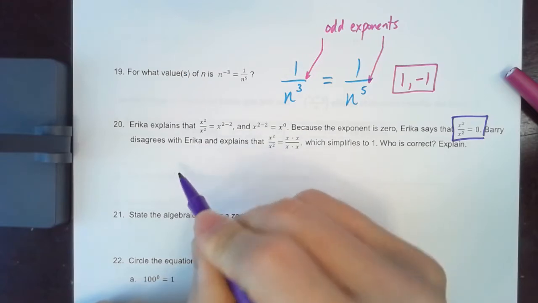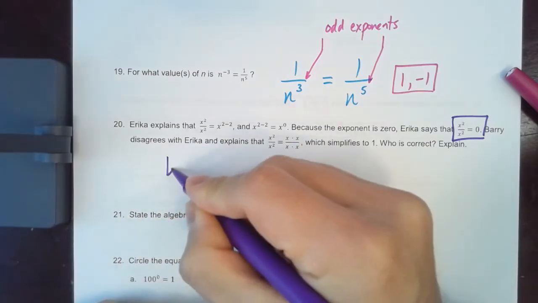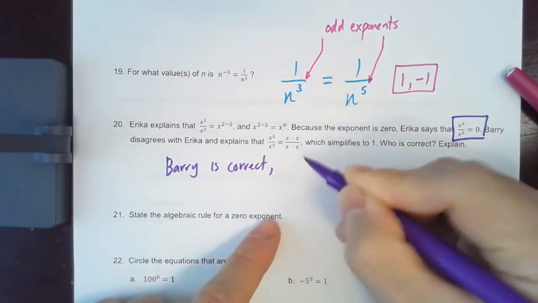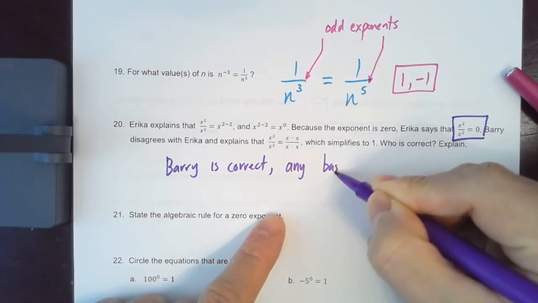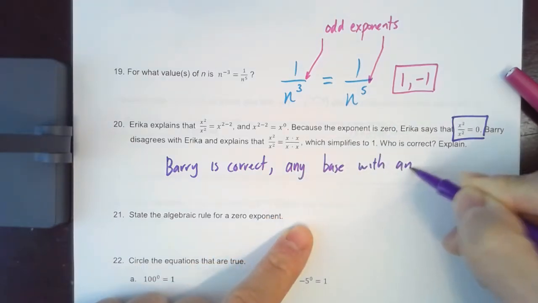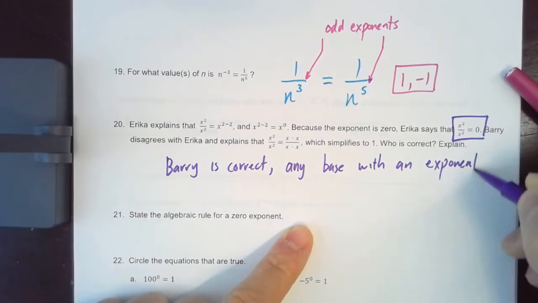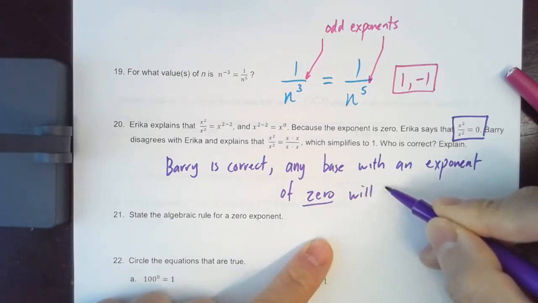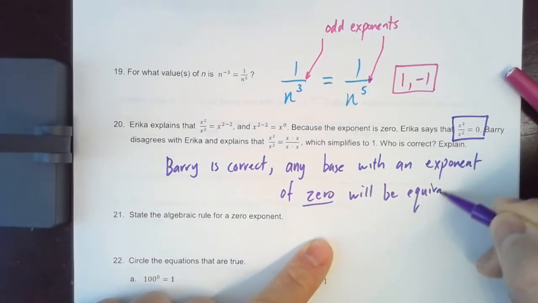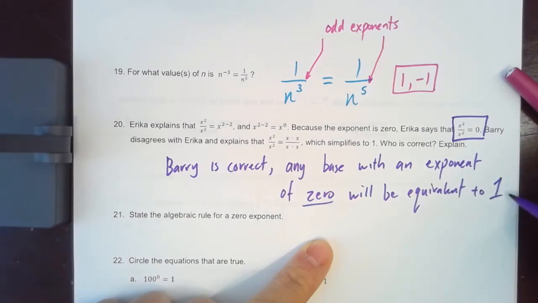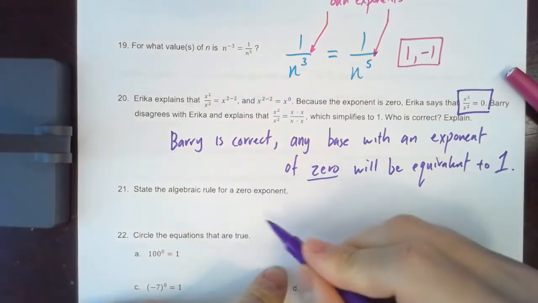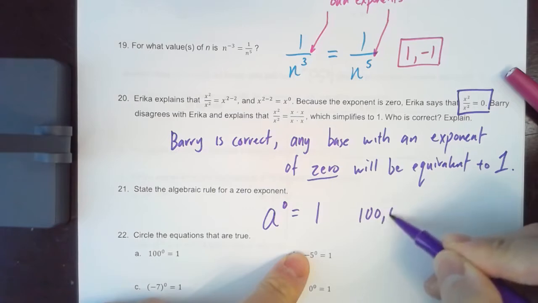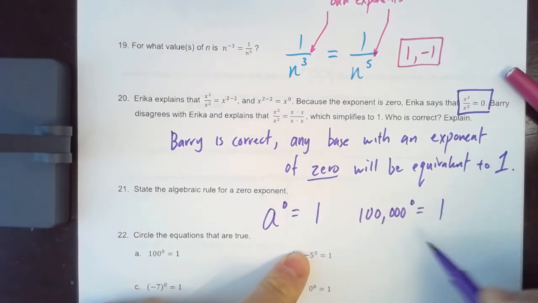So you would say Barry is correct. Any base with an exponent of 0 will be equivalent to 1. Okay, any power, any base, a to the 0 power is equal to 1. 100,000 to the 0 power is equal to 1.